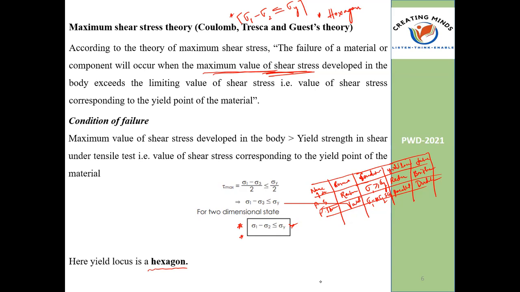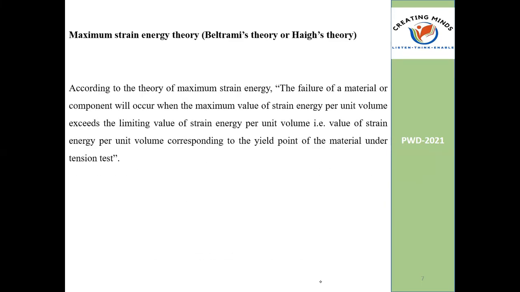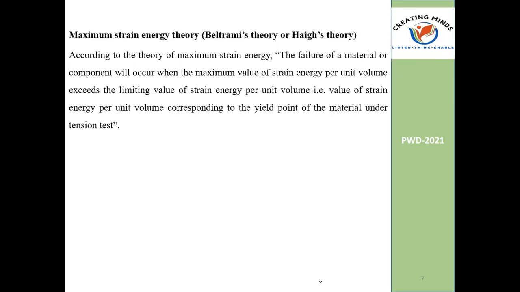So clear? Any doubts? No, sir. Very good. Next we move on to the next thing, maximum strain energy theory or Beltrami theory or Haigh theory. See here, you just observe here the failure of a material or component will occur when maximum value of strain energy per unit volume exceeds the limit.